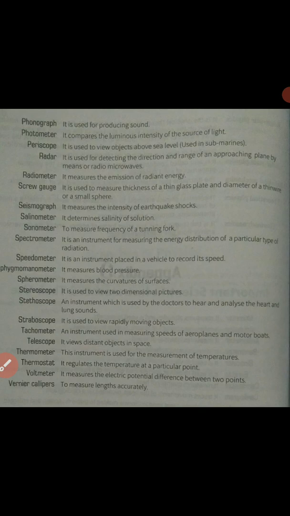Then voltmeter. Voltmeter is an instrument which is used to measure the electric potential difference between 2 points. Then Vernier calipers. Vernier calipers are used to measure lengths accurately. Actually, whether it is small or it is large, Vernier caliper can measure the length accurately.